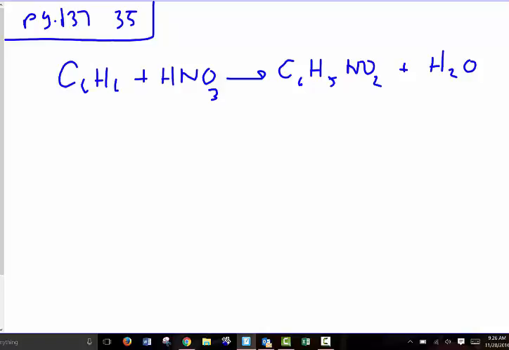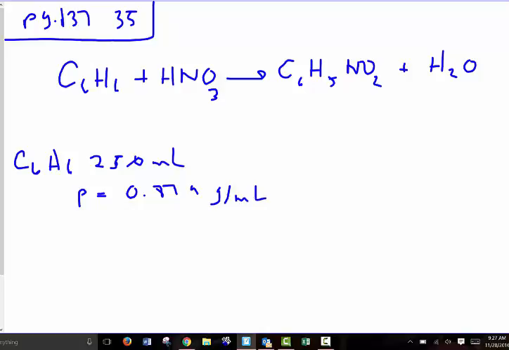Okay, so you're given this reaction equation, and then you're told a little bit of information. So you're told that you have 25 mL of the benzene, and you're also told the density. So let's write that information down. I've got my benzene, C6H6. This is what I know. I have 25 mL of this stuff, and I also know that it has a density equal to 0.879 grams per mL. Okay, so we know that information.